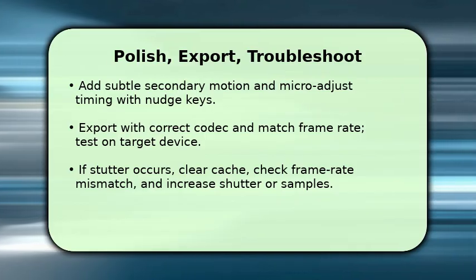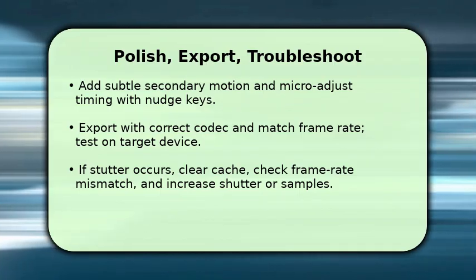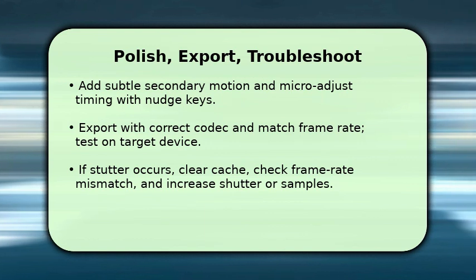Once satisfied, render using a codec that preserves frame rate and motion fidelity, and test on the final device to confirm smooth playback. If playback stutters, clear your cache first, then verify project versus export frame rates and increase motion blur shutter or sampling. That troubleshooting order fixes most issues quickly and predictably.